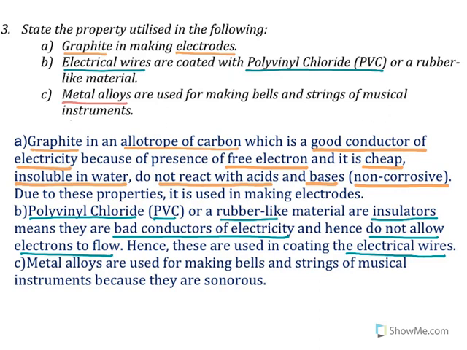Next, metals are used for making bells and strings of musical instruments. It's because metal alloys are used for making bells and strings of musical instruments because they are sonorous. Sonorous means they make a sound. When you strike them, they make a sound. So that is called sonorous.